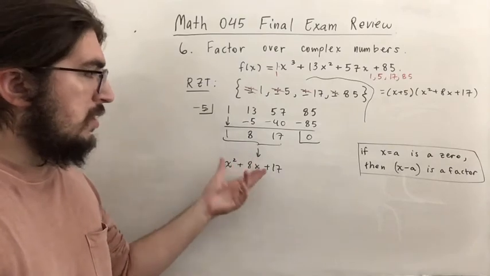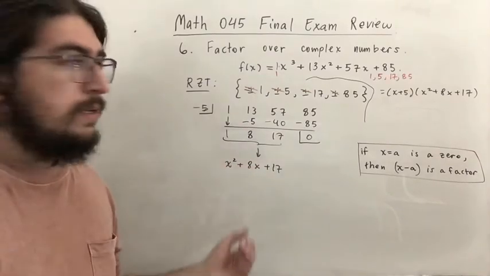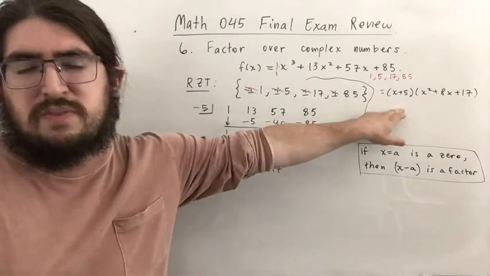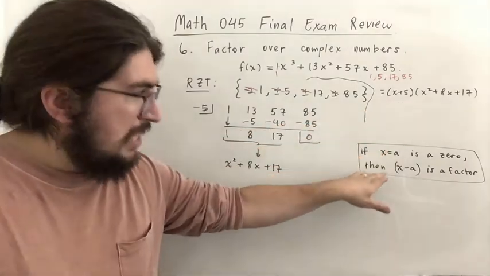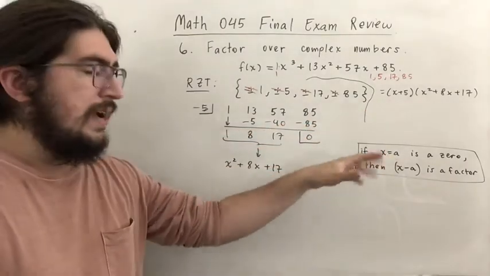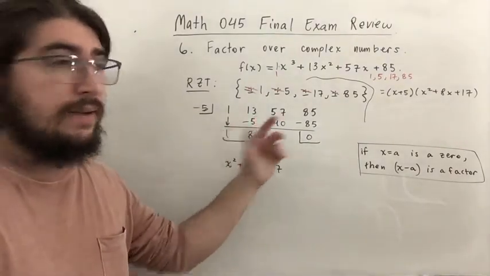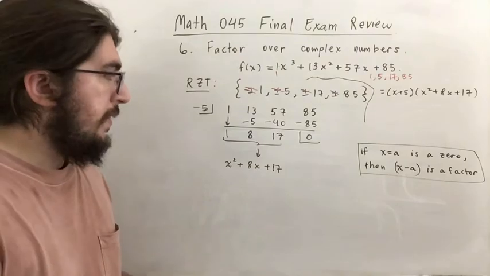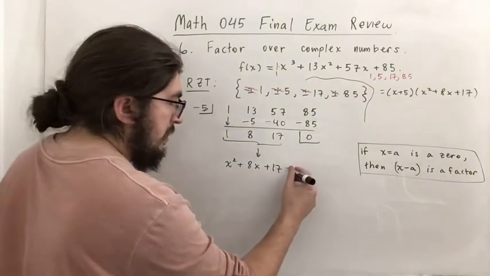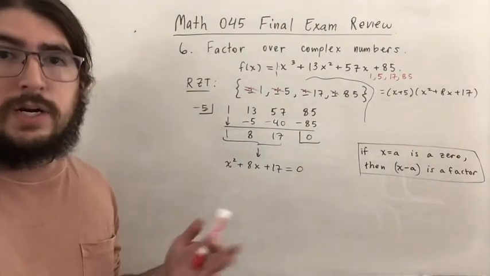But now we want to find the solutions of this, the zeros of this. So why is this x plus 5 again? Because remember, if x equals a is a 0, then x minus that is a factor. So x equals negative 5 is a 0, so x minus negative 5, which is x plus 5, is a factor. So now I want to find the zeros of this, and we can do that using quadratic formula.